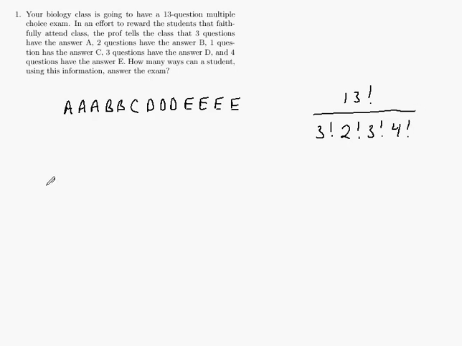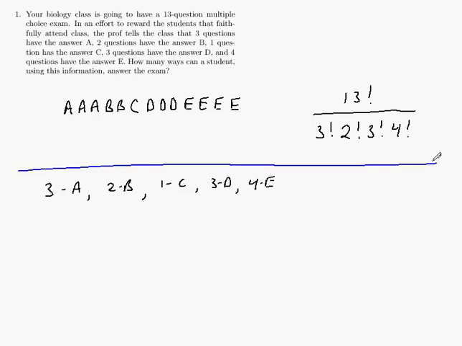Now I could have also worked this problem by saying, well, there's 3 A's, 2 B's, 1 C, 3 D's, and 4 E's. I can view this problem as saying, okay, well, I have 13 questions. I need to pick 3 of them to be the letter A. Those 3 questions, I'm not concerned about the order, so it's a combination. 13 choose 3. 3 questions are now gone. There are now 10 questions left. I need 2 of them to be the letter B.